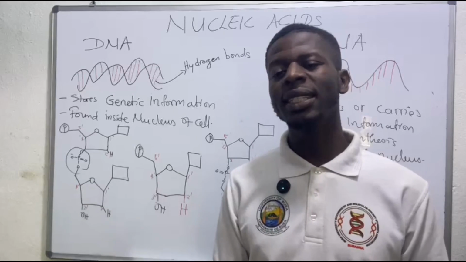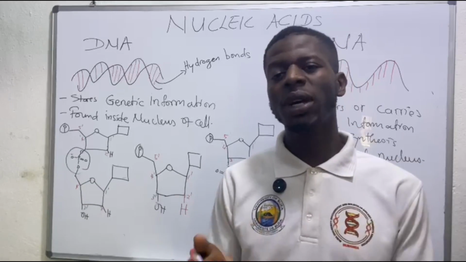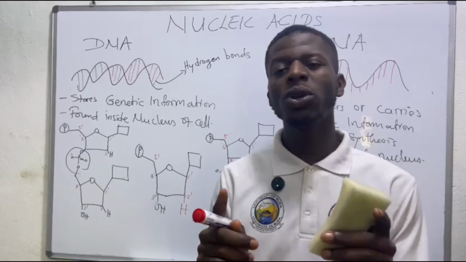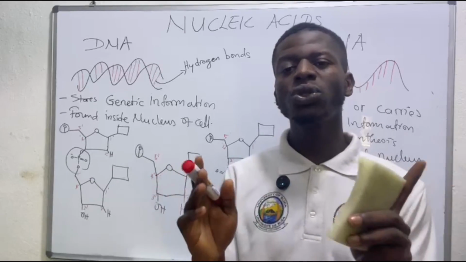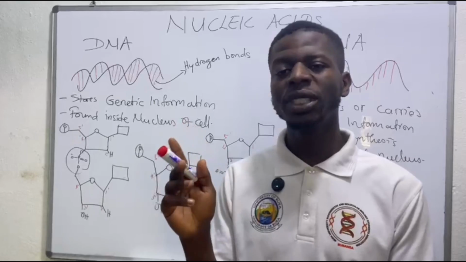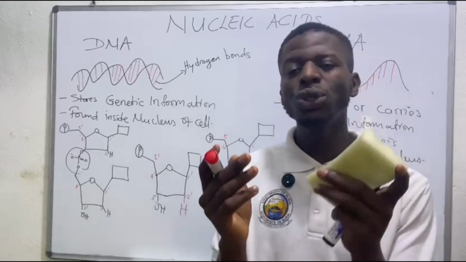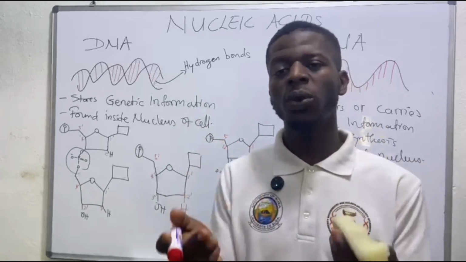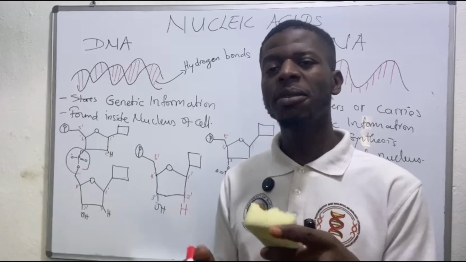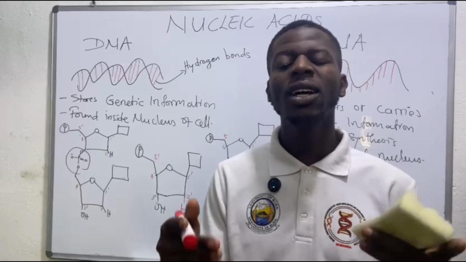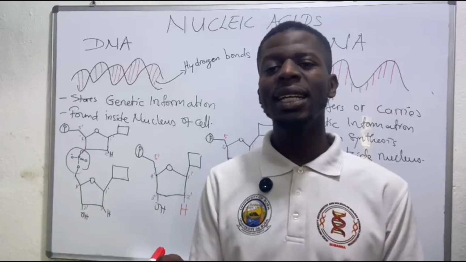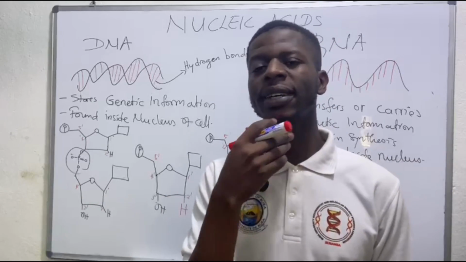So what exactly is DNA? DNA is a double-stranded molecule, meaning that it is made up of two strands that are coiled around each other, and these two strands are held together by hydrogen bonds. And this DNA is used to store the genetic information of an organism. The reason why you look different from me and I look different from the other person is because we have different genetic constitutions. And this DNA is found inside the nucleus of a cell.